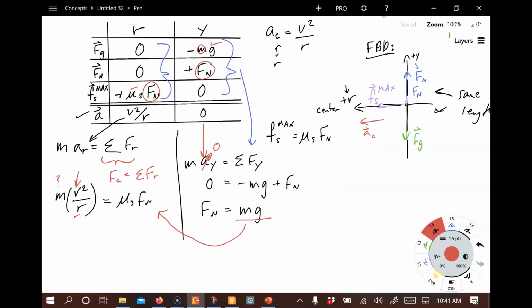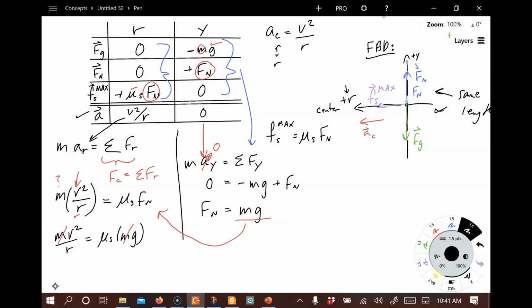And hopefully our mass will cancel out since we don't know what it is. Let's see what happens. So we're going to end up here with m v squared over r is equal to mu s times, when we plug in from the other equation, mg. Look what happened. The mass just canceled out. So we didn't need to know the mass because it canceled out.